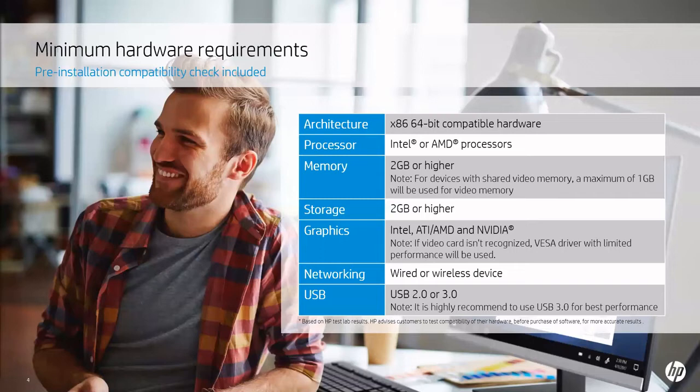HP ThinPro PC Converter includes the following minimum hardware requirements. It will run on just about any x86 64-bit compatible hardware, Intel or AMD processors, on as little as 2 gigabytes of memory as well as 2 gigabytes of storage, on Intel, ATI, AMD, and/or NVIDIA graphics, wired or wireless networking, or USB 2.0 or 3.0. Notice we will not be utilizing the USB install method for this tutorial.